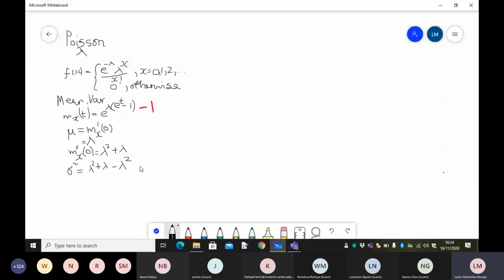This second lambda squared comes from what I can call equation 2. And then, of course, we are supposed to square the whole quantity m prime x of 0. That's why I have lambda squared here. And so we found that the variance was also equal to lambda. So please just refer to the second example, which we considered when we were looking at moment generating function technique.